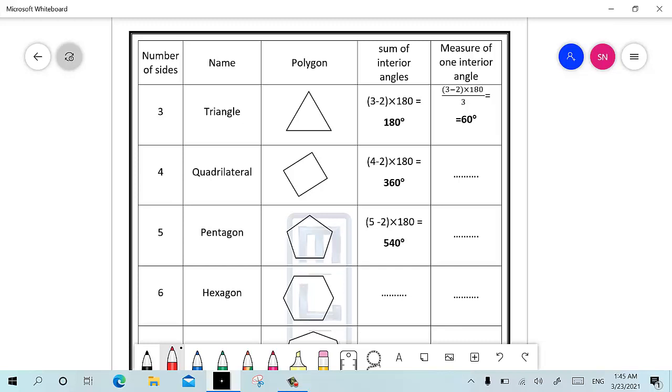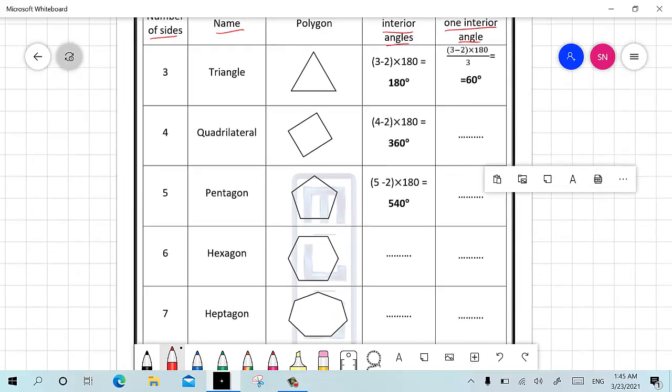Here I am given the number of sides, the name of the polygon, the figure itself, and I want to find the sum of interior angles and the measure of one interior angle. Since I want to find the measure of one interior angle, this is a regular polygon. Let's go now and have a look.